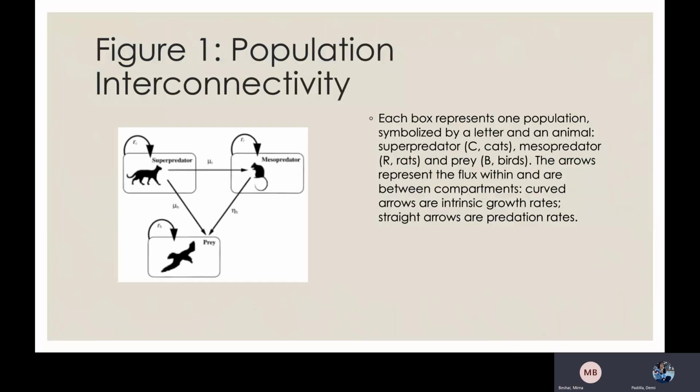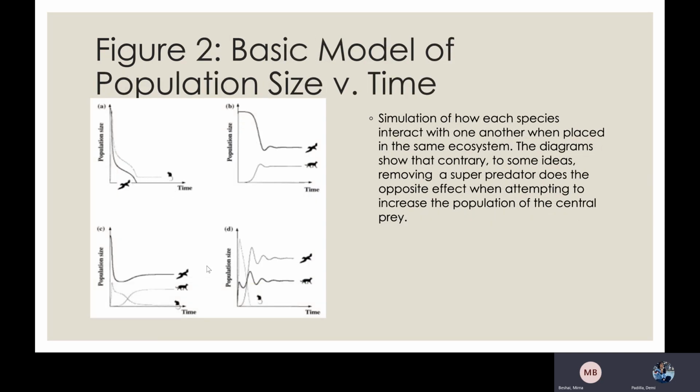We were also given these models on how they connect. Just as we said, the superpredator is the cat, the mesopredator is the rat, sorry, and the bird is the prey. So the rats are preying on the birds, and the cat preys on the rat and the bird. And these are the models that they gave us. D is the one that we are going to be showing, and this is how each species interacts with each other.